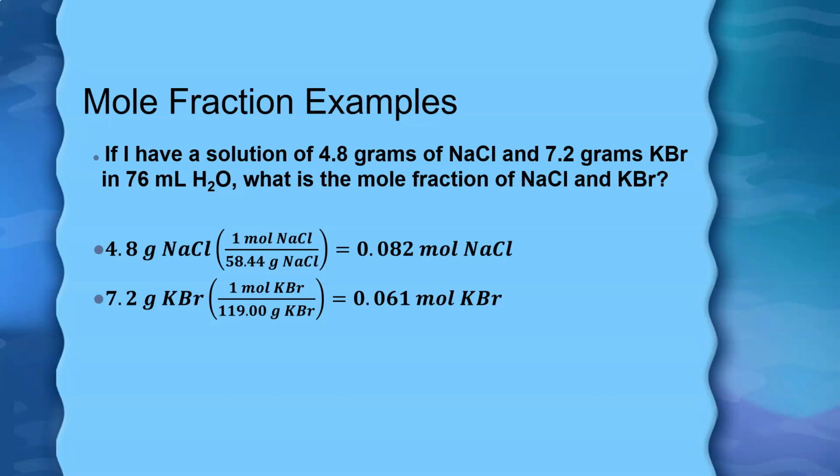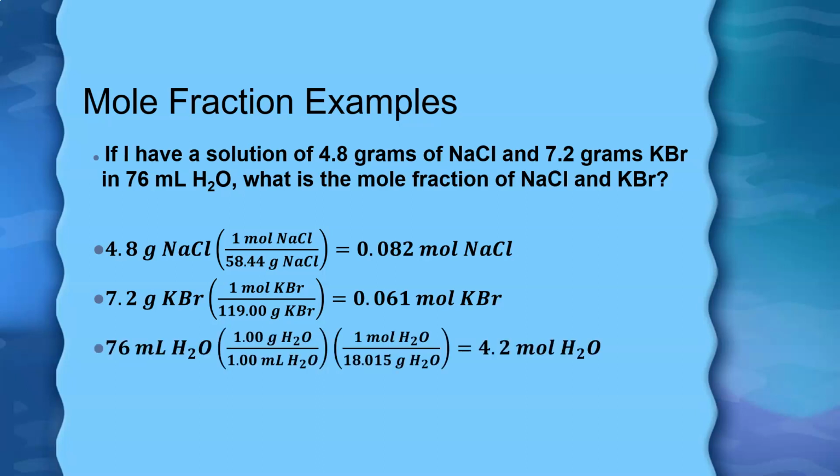Now my problem is 76 milliliters is not a thing that I can directly cancel with the molar mass of water. But I do remember that water has an extremely convenient density. So if I remember that 76 milliliters of water can be converted to grams because the density of water at room temperature is essentially 1 gram per milliliter, that'll get me into grams of H2O. And then I just divide it by the molar mass of water to get into moles. So to get the total number of moles, I would just need to add all three of these numbers together.